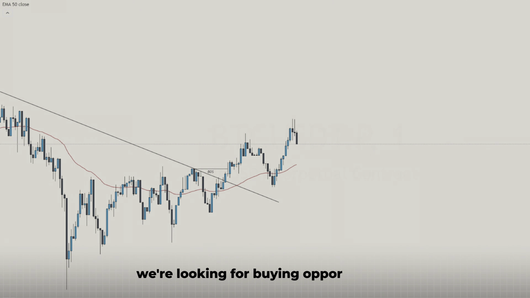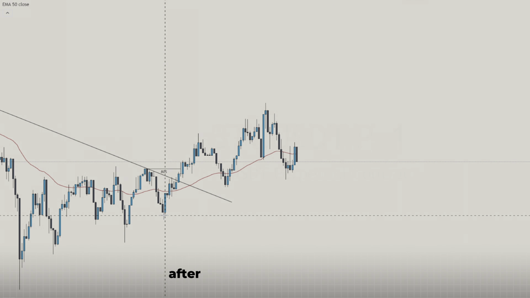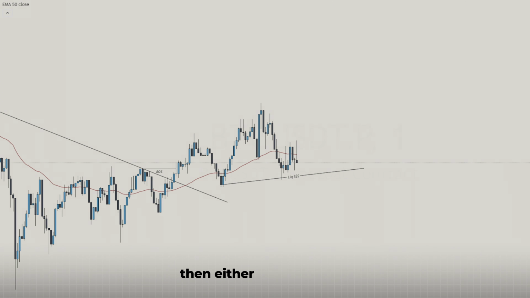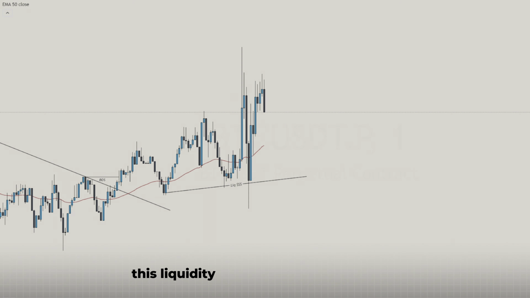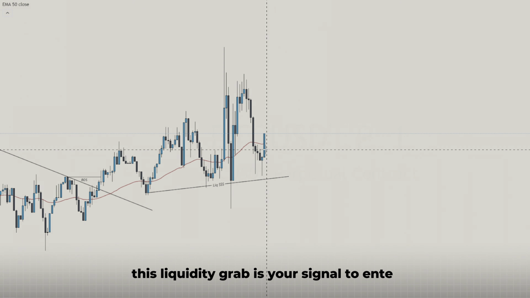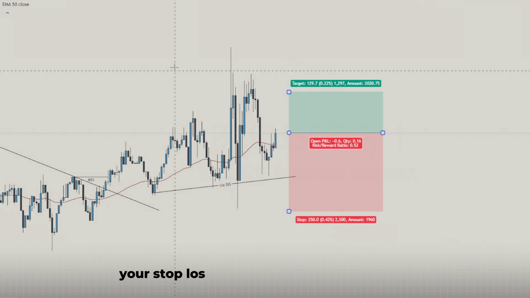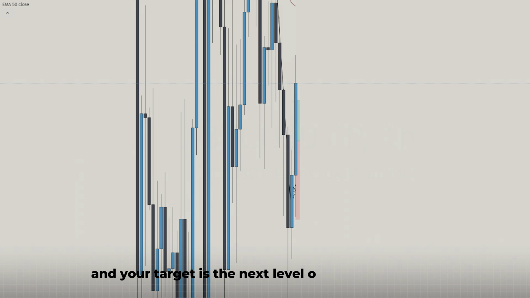Step two: looking for a liquidity sweep. Here's where it gets interesting. After the trend is established, wait for the market to create a support level, then either wick below it or close below it and come back above. This liquidity grab is your signal to enter. You can either jump in right after the liquidity is grabbed or wait for a confirmation candle. Your stop loss goes below the liquidity grab and your target is the next level of market structure.